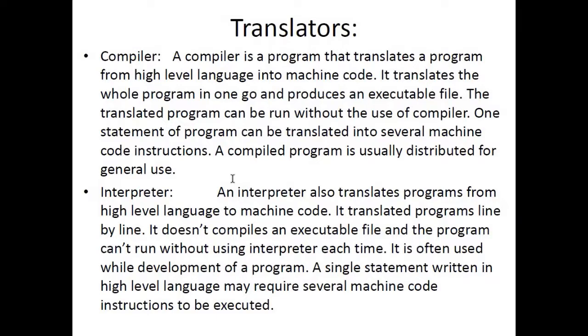Again, we have three types of translators: compiler, interpreter, and assembler. A compiler is a program that translates a program from high-level language into machine code. It translates the whole program in one go and produces an executable file. An executable file or exe file is a file on which you can double click and install that software. It is also known as an installer file.